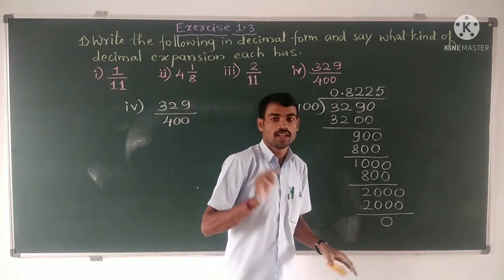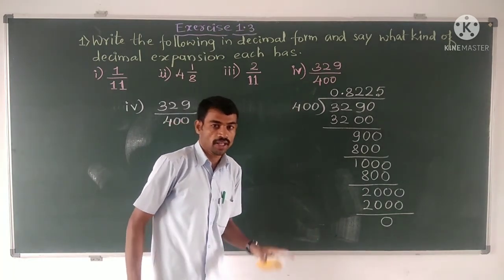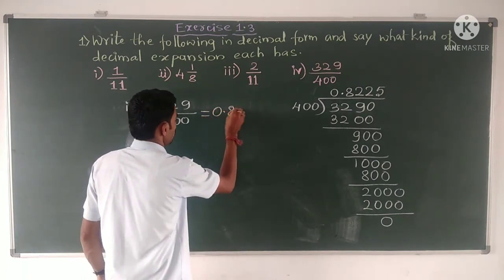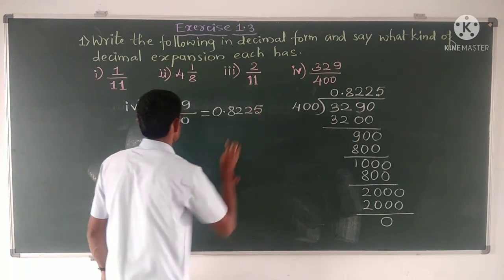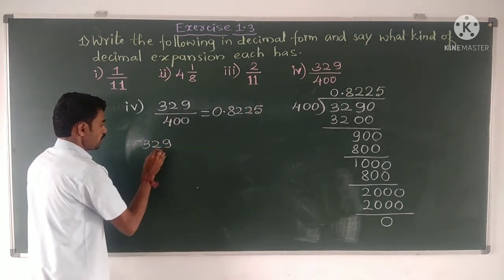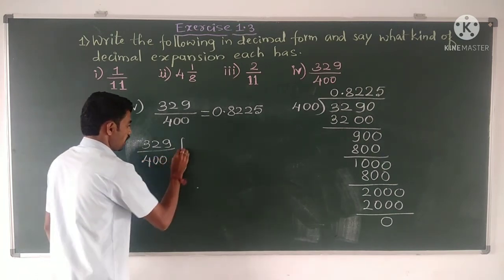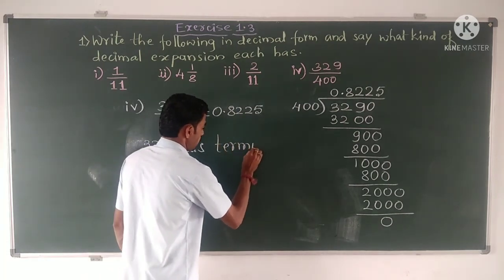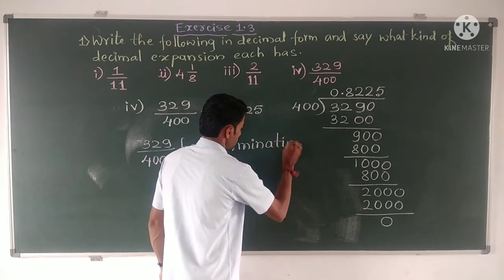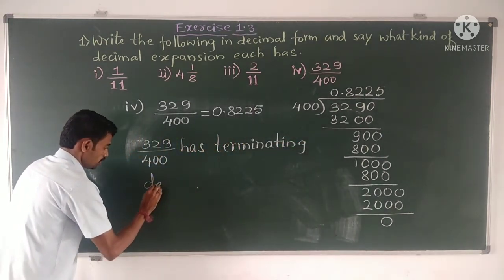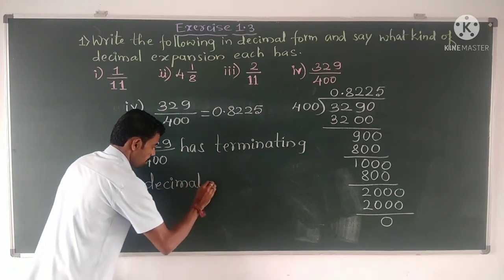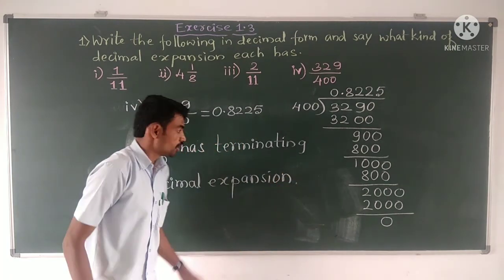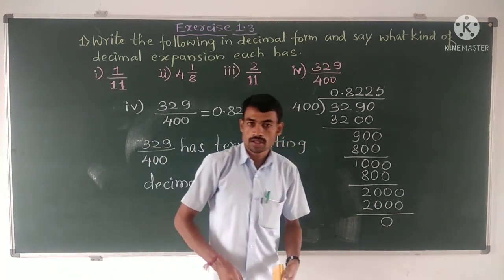Here remainder 0 means this rational number has terminating decimal expansion. This can be written as 0.8225. So 329 divided by 400 has what type of decimal expansion? Terminating decimal expansion. Terminating means the remainder we obtain is 0.